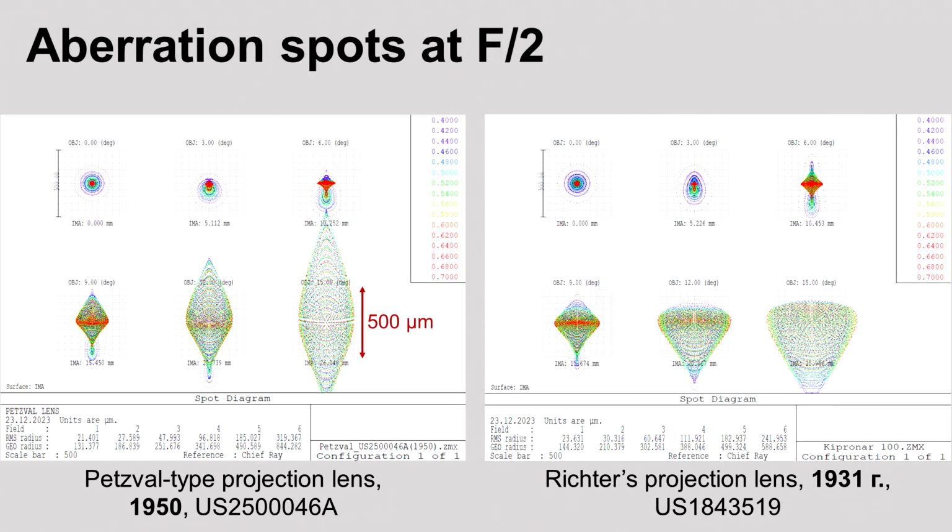One way to evaluate image quality is to look at the aberration spots of lenses, that is, how they transform a point light source in an image. Both lenses behave similarly within a 12-degree field. Then the Petzval fails in the sharpness of tangential rays and the Richter in sagittal ones.